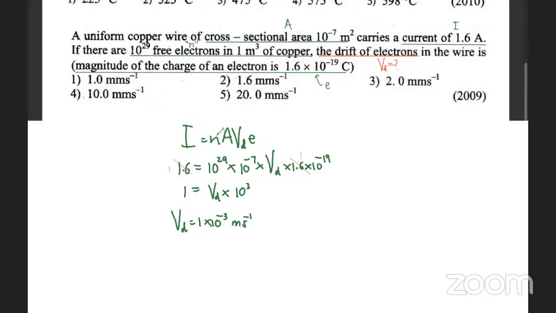But if you notice, all the answers are in millimeters per second. Therefore, Vd is equal to 1 into 10 to the power minus 3 meters, which is 1 millimeter per second. So the answer is the first option. You have to be a little careful with the first and fourth answers, because there's only a decimal place of difference, so you have to handle it carefully.